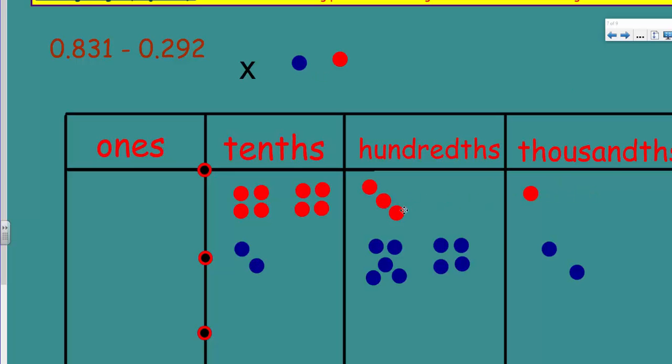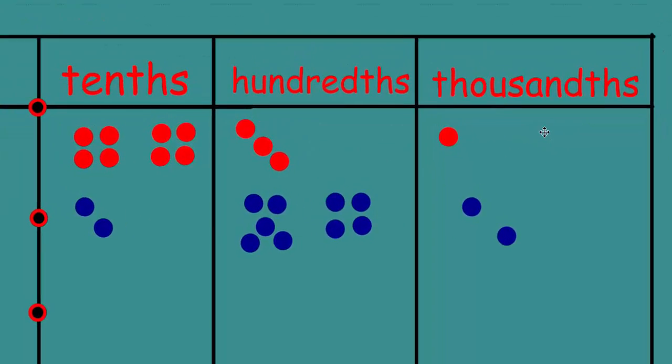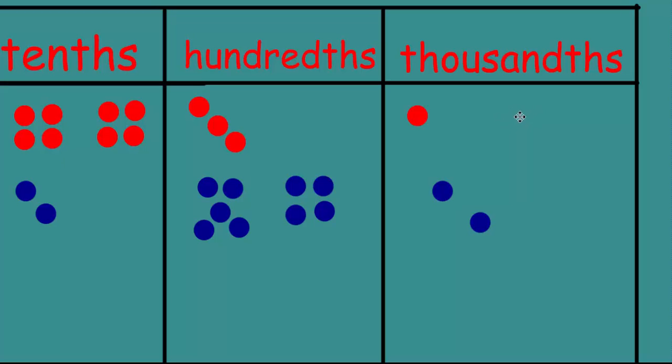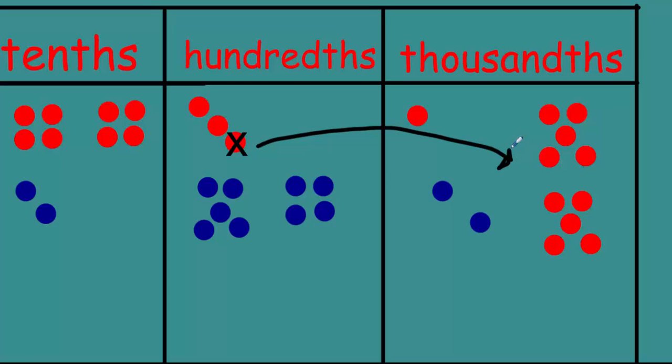Yes, we need to regroup here. We need to rename one of these hundredths and give that hundredth to the thousandths, which will be 10. Now we need to make sure that we show how we renamed 1 hundredth into 10 thousandths. Now I can go ahead and subtract because I have 11 thousandths now. I only had 1 before, but with that 10, now I can take 2 away. And then I'm showing I took the 2 from that 2. That's what I have left. That's the reason why I'm choosing to model it this way.